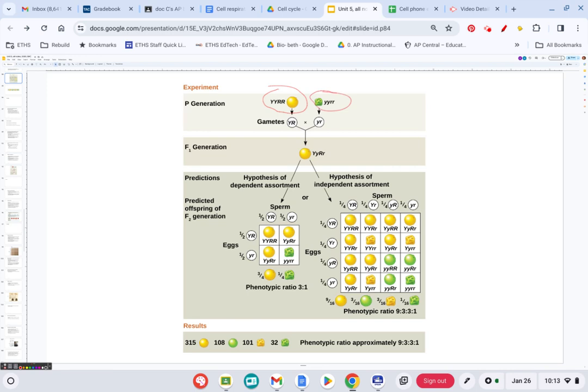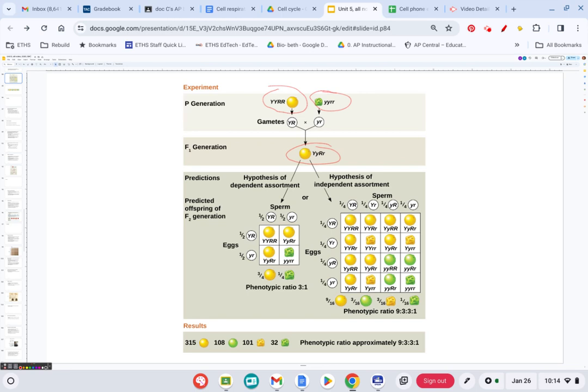And then I cross those two together. So I do that cross fertilization, and I get an F1 generation. Because these are true breeding, I know that the offspring, the F1 generation, are going to be heterozygous for both traits. We're using big Y for yellow because yellow is a dominant trait, and big R for round because round is a dominant trait. So they're all heterozygous for both traits, for yellow and for round.